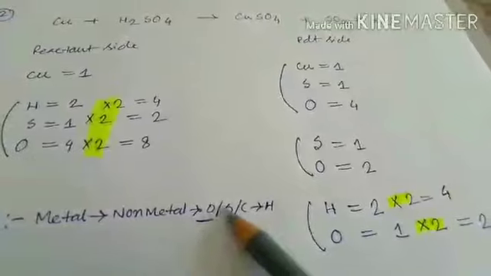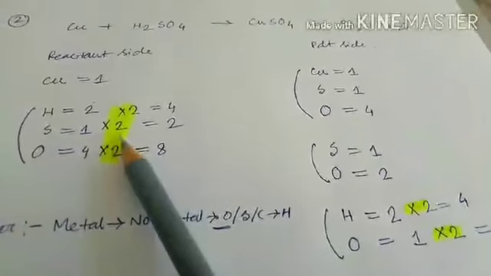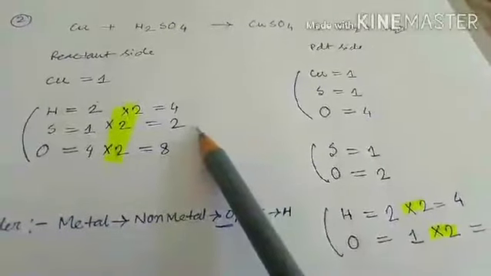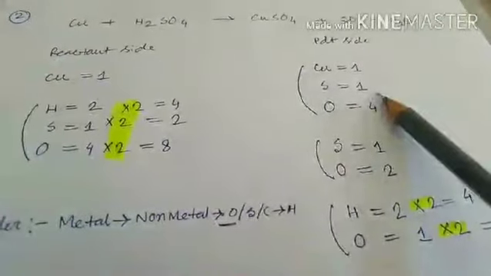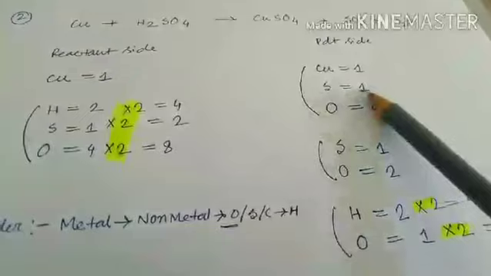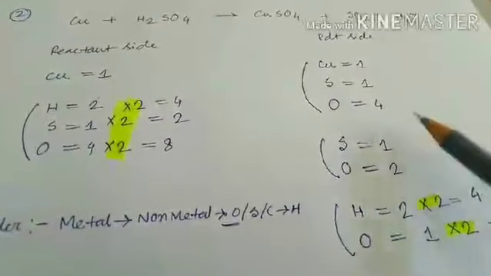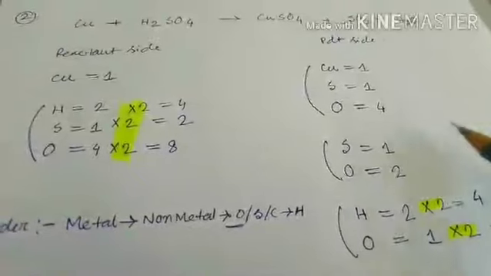Now we go for sulfur. In the reactant side the number of atoms of sulfur is 1 into 2, that is 2. In the product side, this sulfur is 1 and this sulfur is also 1. So 1 plus 1 makes also 2. So sulfur is also balanced in the reactant and the product side.